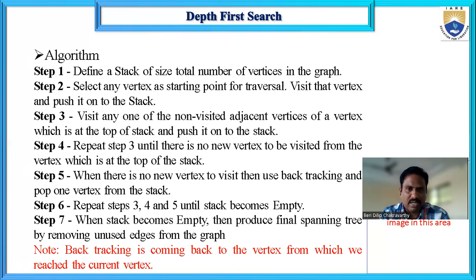We'll get a clear idea when you see a diagram, as it may be a little confusing when we talk about the theory like this. When the stack becomes empty, we produce the final spanning tree. Backtracking is coming back to the vertex from which we reached the current one.